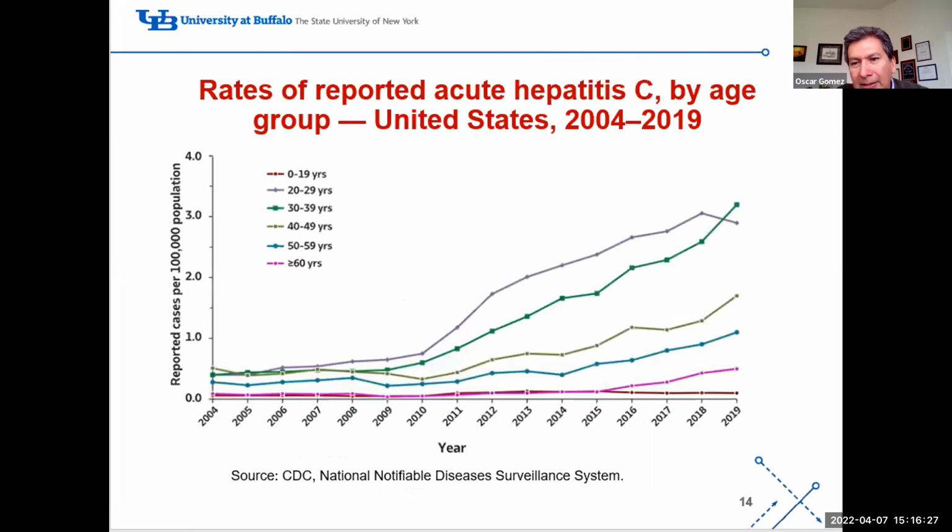Now, as a pediatrician, I was also wondering about what happens to children. In this graph, what I show is the rates of reported acute hepatitis C by age. As you can see, the age groups with the highest number of cases are 20 to 29 and 30 to 39, which corresponds to the childbearing age in women. Therefore, you may suspect that because of this significant increase over the years, this population will lead to babies that will be exposed to hepatitis C.